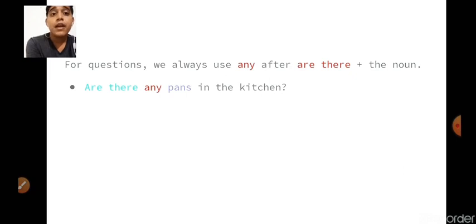Now, for questions, we always use any after are there, plus the noun or the substantive. Let's go for an example. Are there any pans in the kitchen? And you can answer this. Yes, there are. Or no, there aren't. We need to take into account that when we said pans, we're not specifying how many pans we're talking about. Okay, how many pans are in the kitchen? It could be 1, it could be 2, it could be 3, 4, 50. We don't know. That's why we use any.